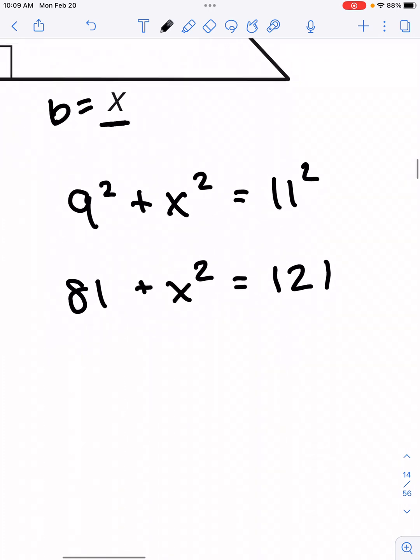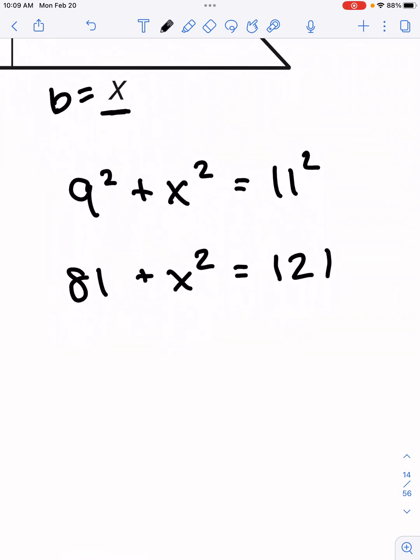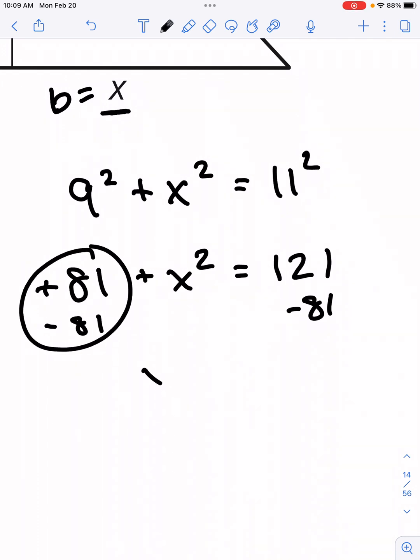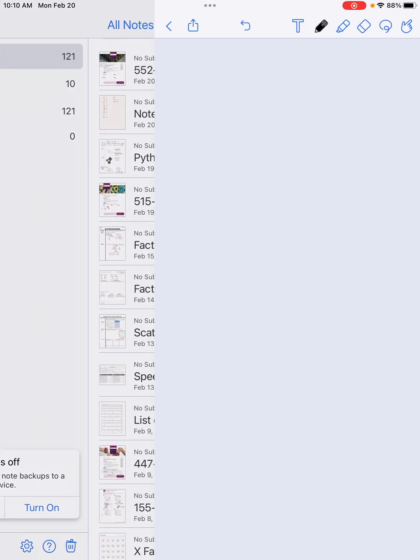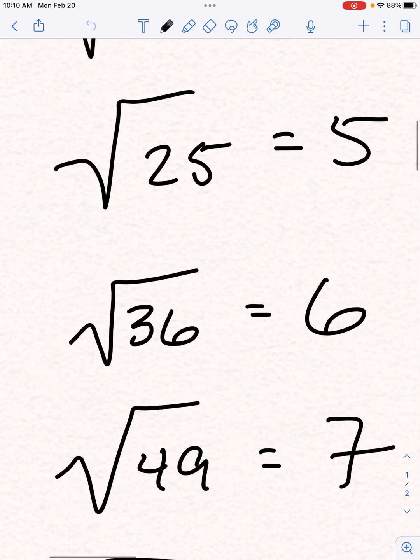Now here, we have to isolate x squared. So this 81 here, that's a positive. We're going to subtract 81 from both sides. We get x squared equal to 40. And our final answer is going to be whatever the square root of 40 is. So x, we are going to have to round, because the square root of 40 is not a perfect square. Like the square root of 36 is 6. Square root of 49 is 7. So it's going to be somewhere between 6 and 7.